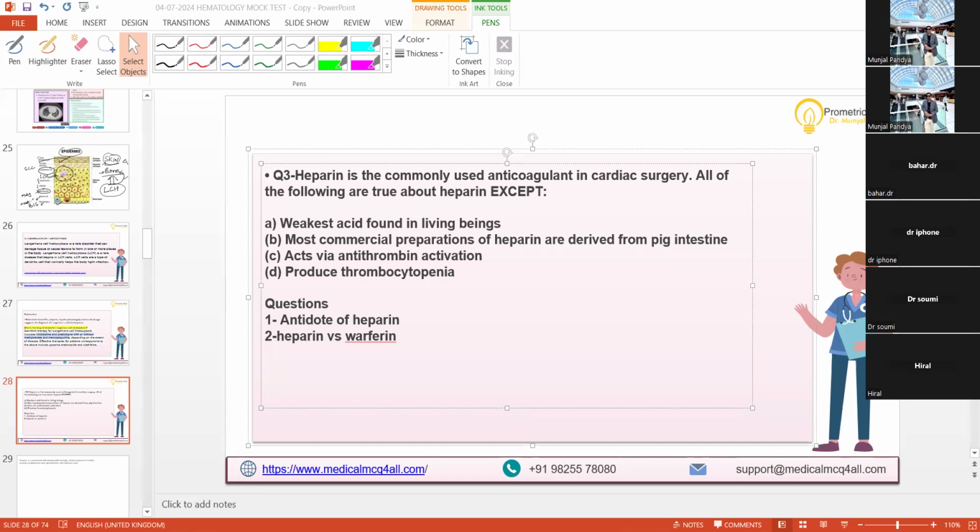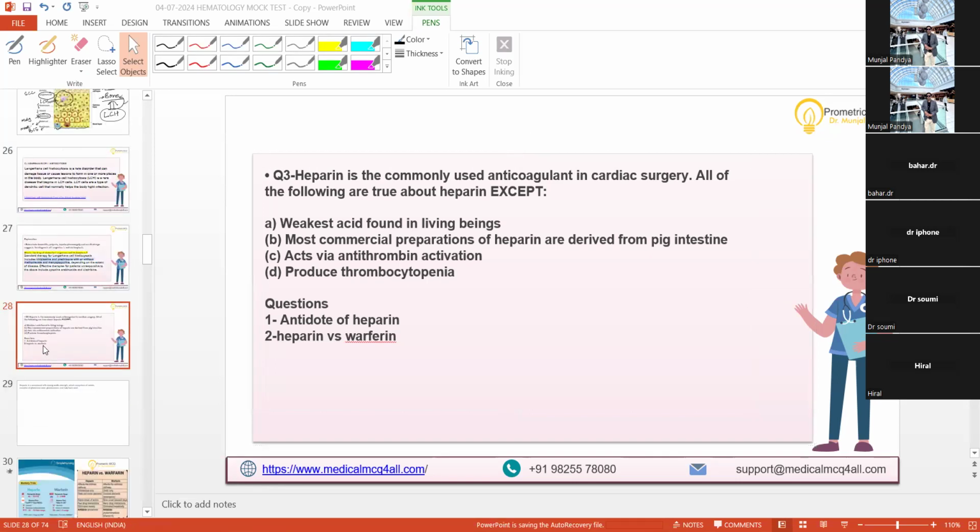So weakest acid form in living organism is wrong; rather, it is the strongest acid found in the living organism. The rest of the three statements are correct for your knowledge. So we will go into a bit of detail on heparin because it is a very frequently used drug in ICU and non-ICU as well. Heparin is an anticoagulant drug, right? It stops the clotting.